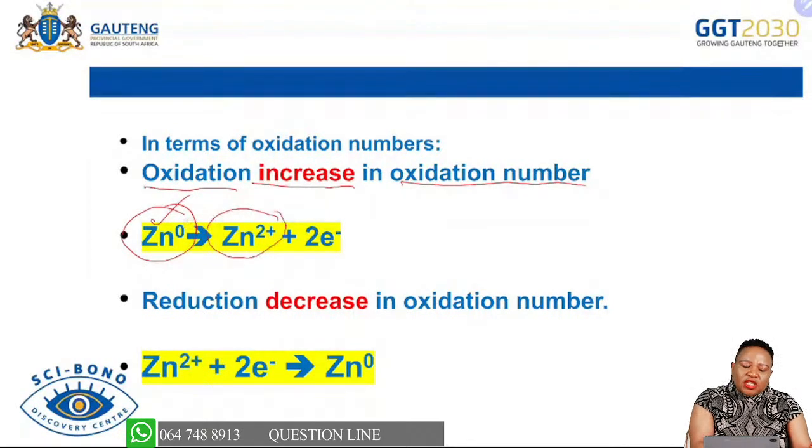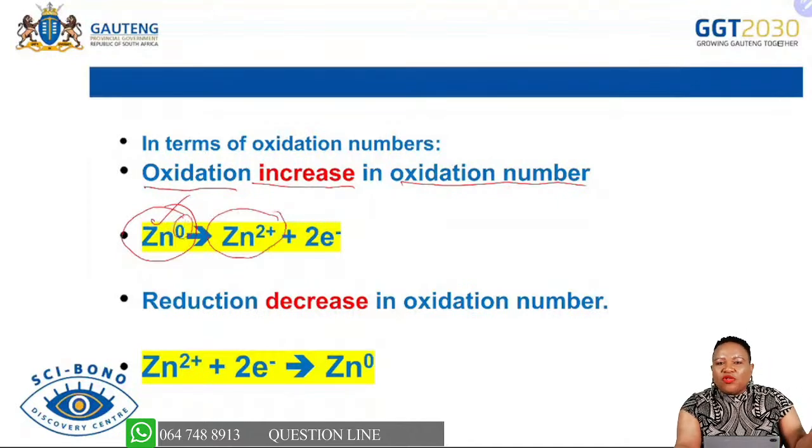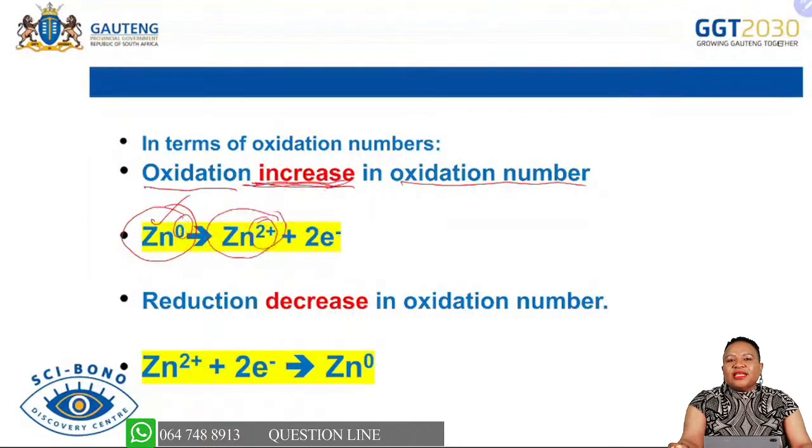Therefore, it means its oxidation number starts from 0. Why is the oxidation number referred to as 0? It is because the net charge is 0. The number of protons and electrons are equal. Immediately when it starts losing electrons, the net charge now changes. There will be more protons than electrons because some of the electrons are being lost. Therefore, it changed from 0 to +2. It means that the oxidation number of zinc has increased.